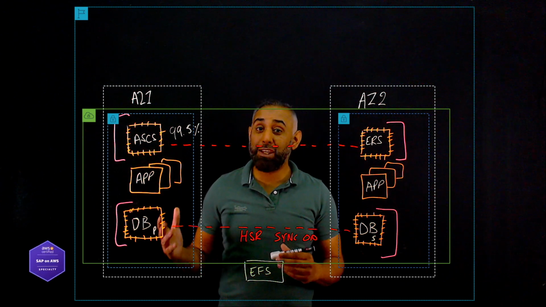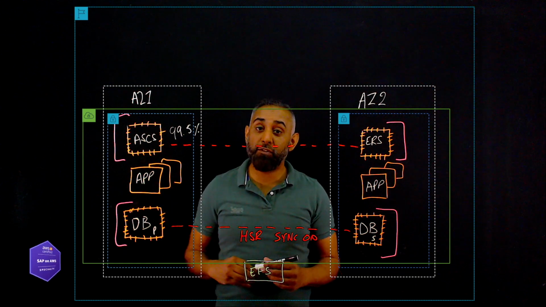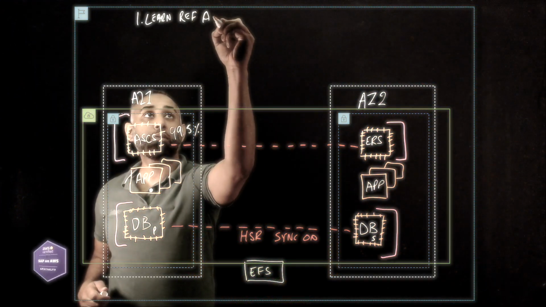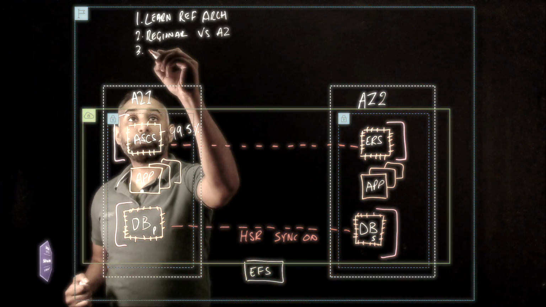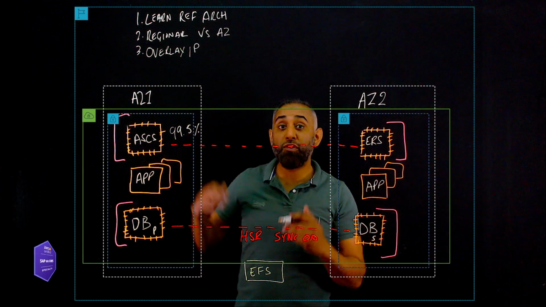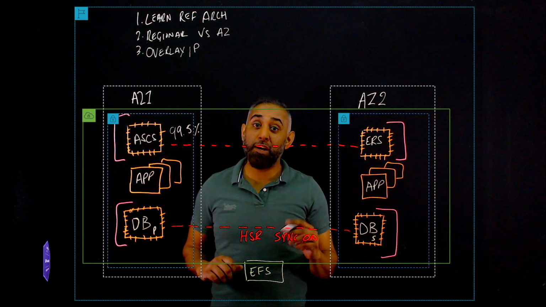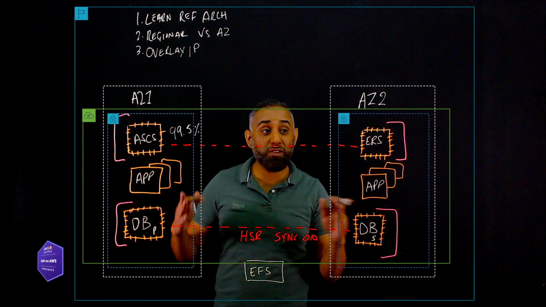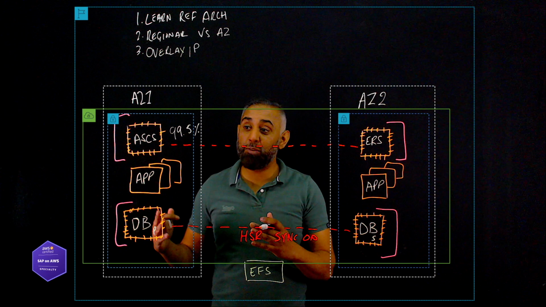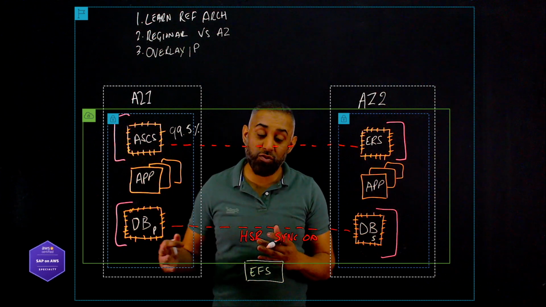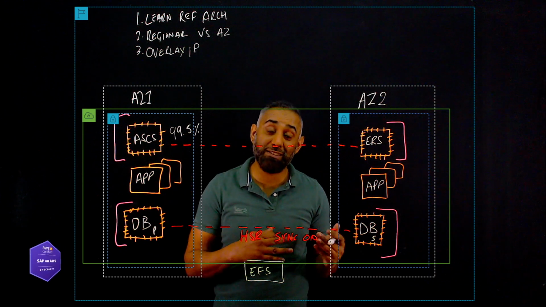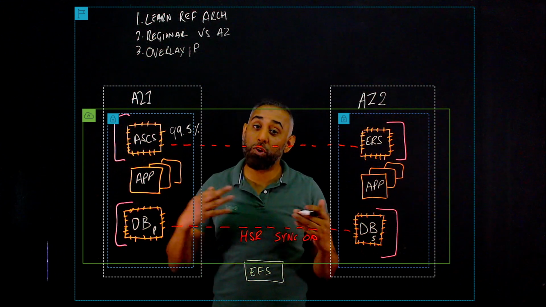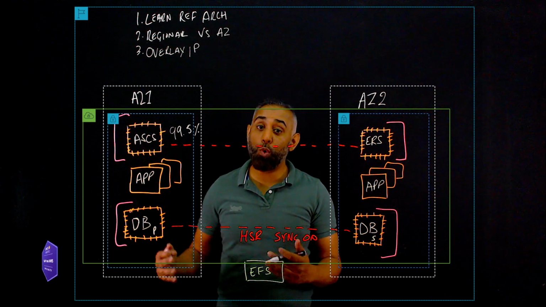Now, let me just jot down a couple of key points on the board above that you need to remember when you're prepping for the exam. Learn the reference architectures, the links above. There are 4 reference architectures for a single region. And then understanding which AWS services, EBS, EC2, EFS, are regional versus available within an AZ. And then the third component, which we're going to do a dedicated video on, is understanding overlay IP.